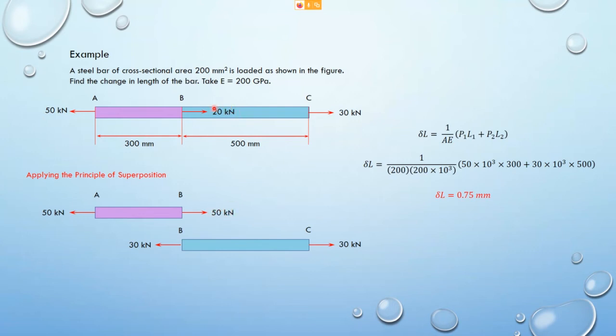Because the original is only 20 here. So how much must I remove to get 20? That is to remove 30 from here. How are we going to remove?